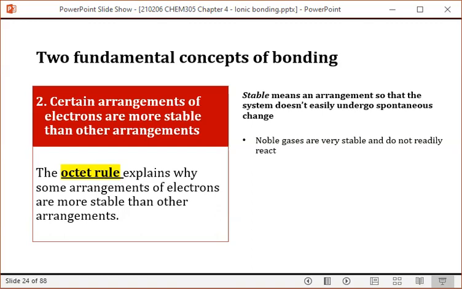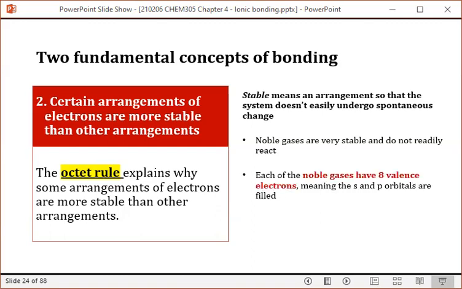And we know from our trends in the periodic table that noble gases are very stable and do not readily react. They're the most stable elements. They don't undergo very many chemical reactions. We also know from electron configurations that noble gases all have 8 valence electrons, because their s and their p subshells are completely filled. And the s subshell can hold 2 electrons and the p subshell can hold 6. So if they're both totally filled up, the noble gases have 8 valence electrons.